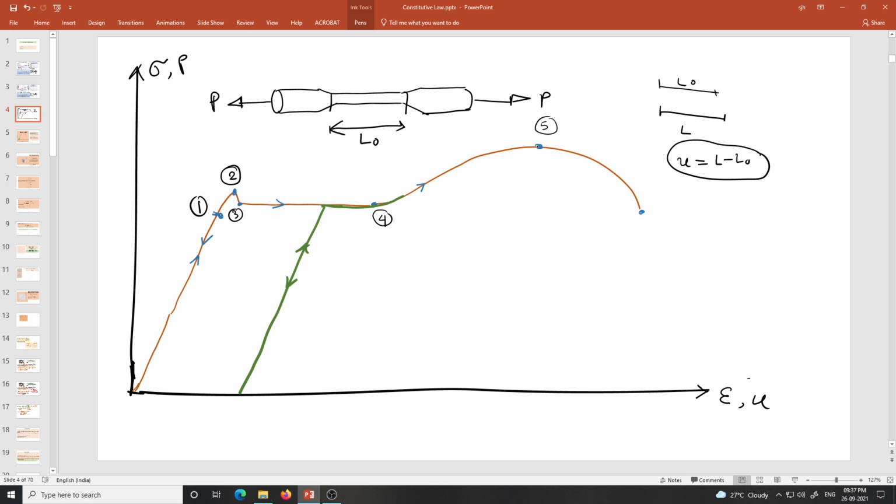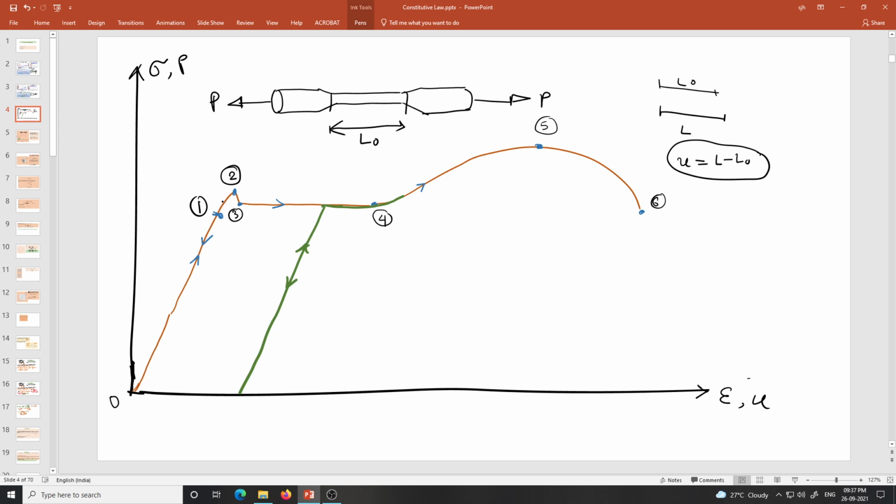After point 5 we shall observe sudden appearance of the neck, or the reduction in the area, and at point 6 the material would be split into two parts. So it is the failure point. So point number 1, O to 1, is known as the zone of proportional limit, or it shows the linear elastic behavior.